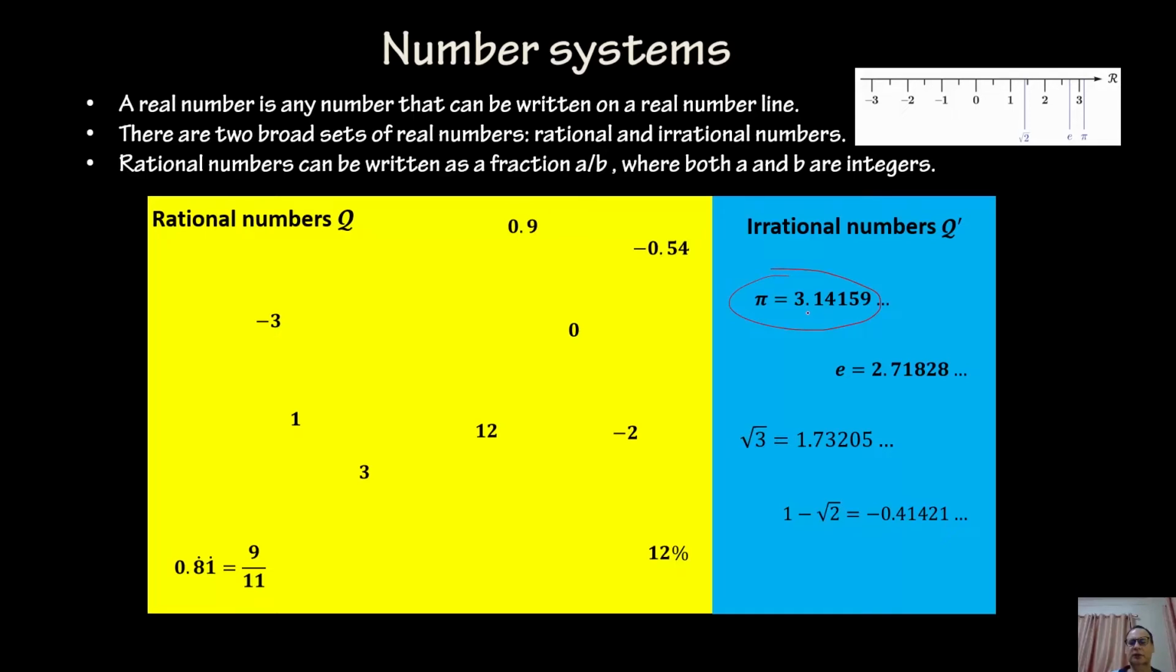The other set are irrational numbers, and you're familiar with these ones as well. Pi, 3.14159, which is a non-repeating decimal. E is Euler's number, 2.71828, again a non-repeating decimal. A surd from grade 9, root 3, 1.73205, and on and on and on. 1 minus root 2 is the same. Okay, so these are irrational numbers, and the symbol we use is Q prime. That means not Q, not rational number, so irrational number.